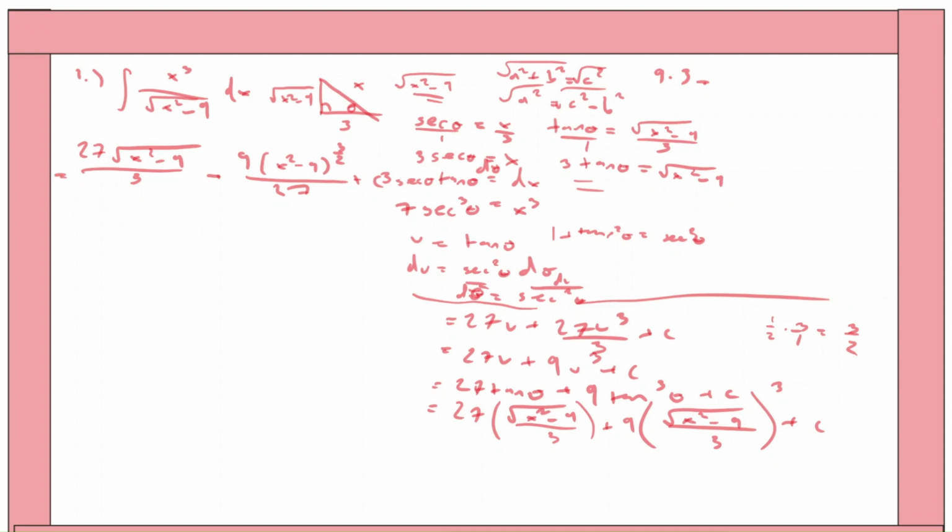Finally, though, we're not quite done. 27 divided by 3 we know is 9. So this is 9 times x squared minus 9, the square root, and then 9 over 27, that's of course going to be 1/3. So it's going to be x squared minus 9 to 3 over 2. And then 9 over 27, that's 1 over 3. So we're going to put 1 over 3 on the bottom. And then plus c. So the whole answer to this function is going to be this right here.